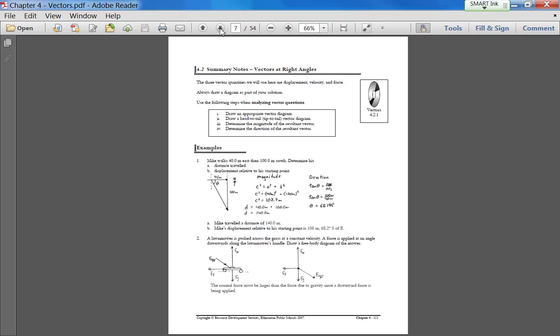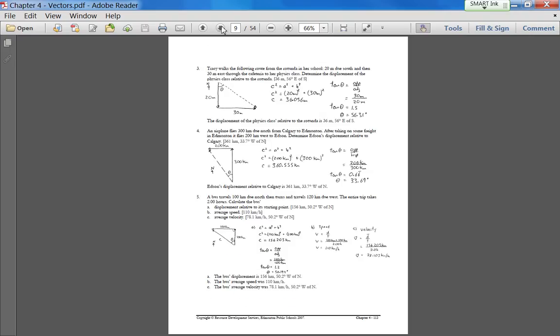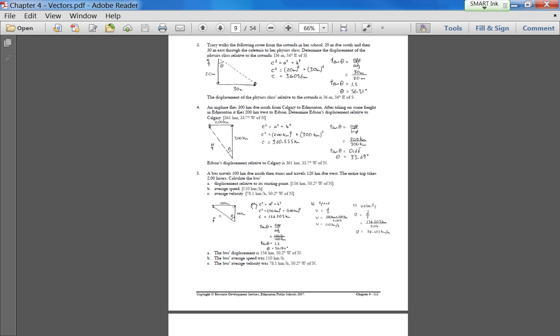But more importantly, 4.2. This is really where I want you to focus. Don't worry too much about 1 and 2 unless you've completely forgotten trig. Number 2 is identical to the question I just did in the example, so you should be able to do 2 pretty straightforward. And then 5 is going to ask for speed and velocity.